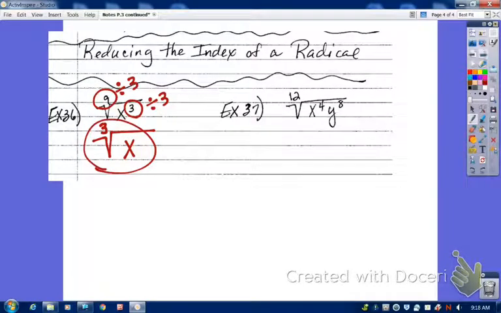Can you in your mind understand why the cube root of x would be a more simple way to write the 9th root of x cubed? It's just considered simplified.